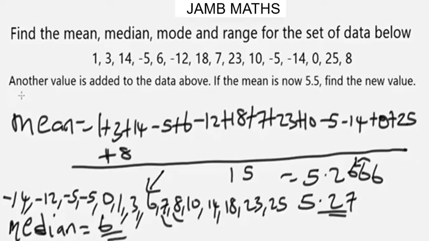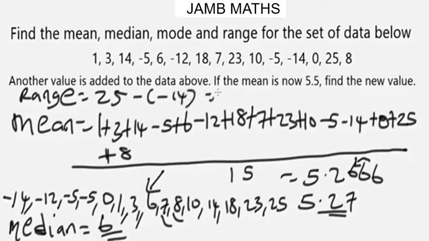Okay, the range is the highest value minus the lowest value. The highest value here is 25. The lowest value here is minus 14. So it's 25 minus minus 14, which is 25 plus 14. When you punch this on a calculator, you have 39. That will be our range.